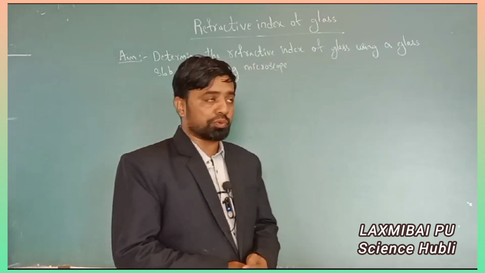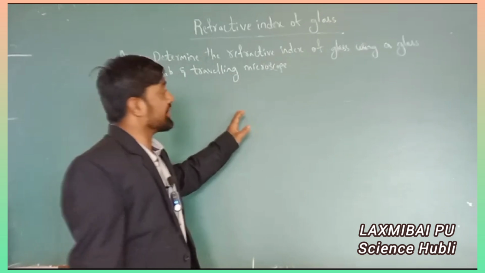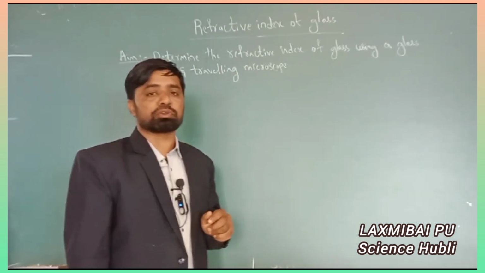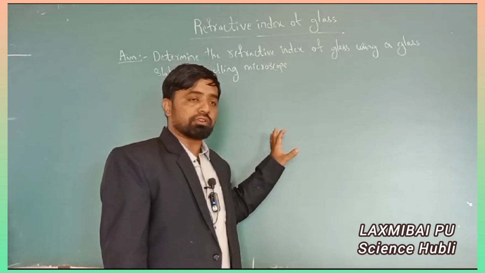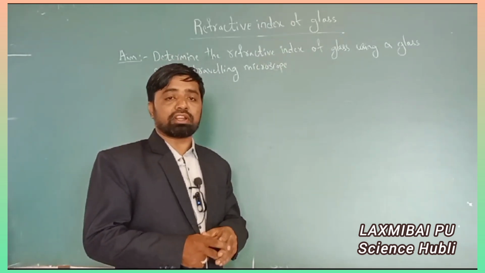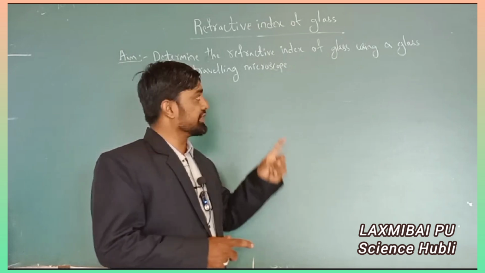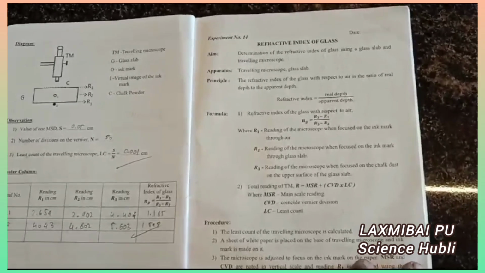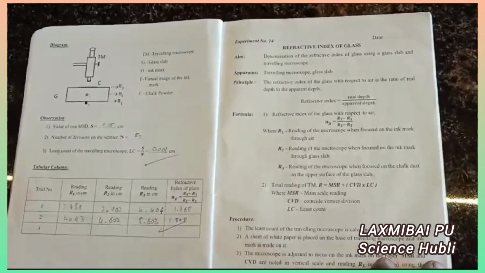So today I'm going to teach you how to find the refractive index of a glass by using a glass slab and a traveling microscope. So this is our today's experiment. In this experiment, we are finding the refractive index of a glass by using a glass slab and a traveling microscope. As I have already mentioned, today we are performing the 14th experiment of second PUC, that is the refractive index of a glass.